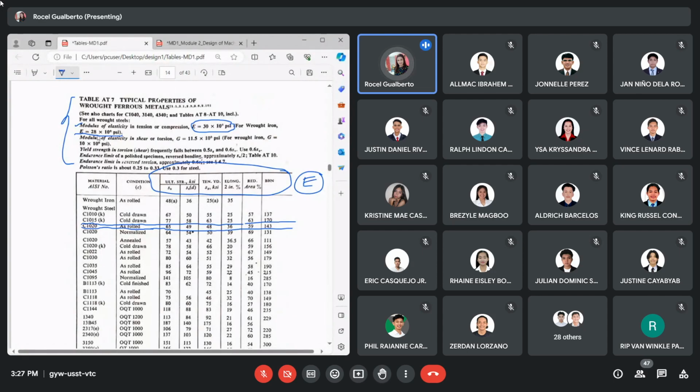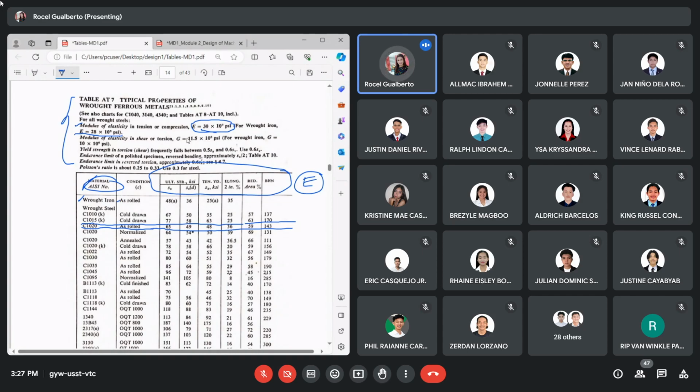So, ibig sabihin po na ito ay nandito sa itaas po noong heading po ng table natin. Ibig sabihin, all materials listed here on table 87 would have this value of E. Okay? So, kumbaga, lahat po sila, yun yung value ng E. Okay? Maliban lang po sa wrought iron. Yun po yung kanyang value na 28 times 10 to the 6. Okay? But then all of those, ito po yung kanyang gagamitin. Okay? So, ganun po natin hahanapin yung modulus of elasticity E.